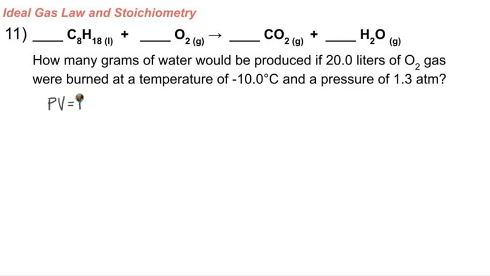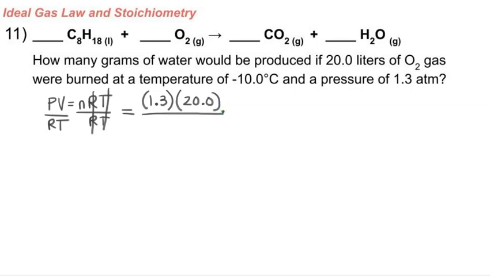PV equals nRT. And this time we're actually solving for moles. So I'm going to divide by RT on both sides. R and T cancel out, so I have n equals PV over RT. Let's go ahead and plug in some numbers. Our pressure is already in atms, so 1.3 atm times our volume of 20.0 liters, divided by our gas constant, which is 0.08206, times our temperature, which is -10 degrees Celsius.